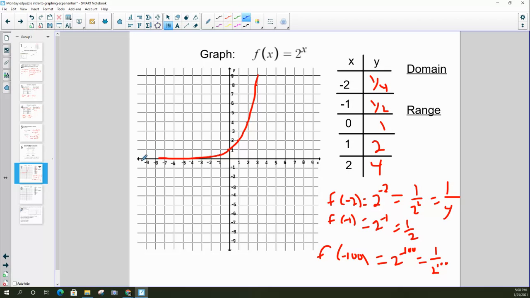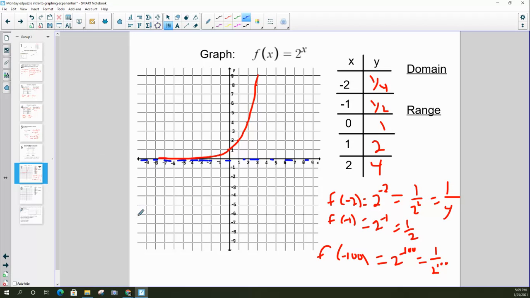Okay, and so what do we call this? We learned about this when we did rational functions. The graph gets really close to it, approaches it. It is called an asymptote. This is a horizontal asymptote, which is going to affect our end behaviors.